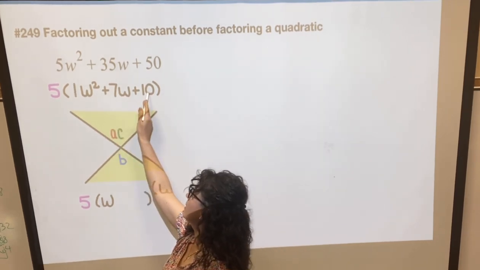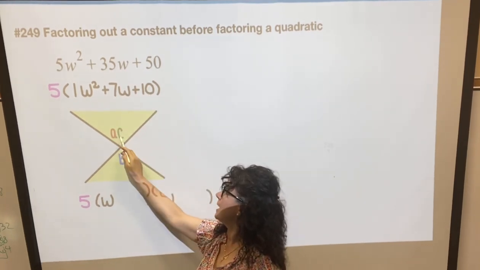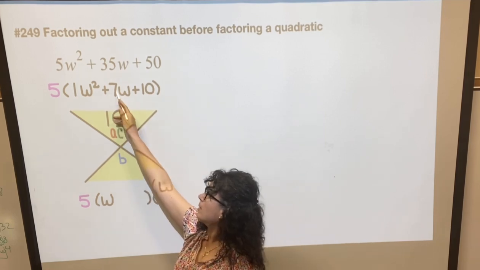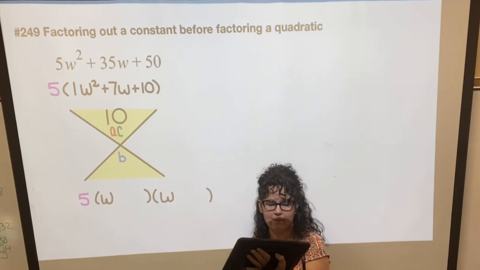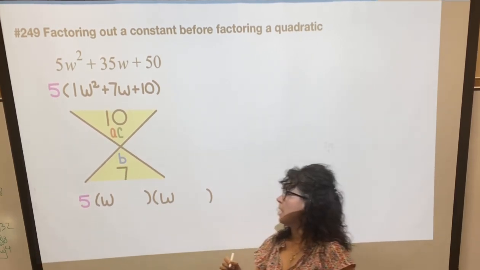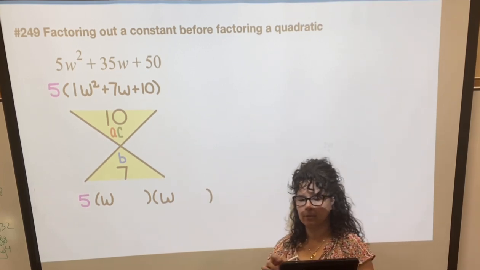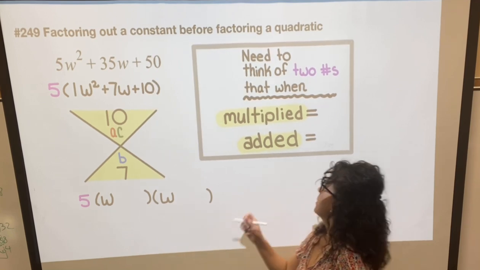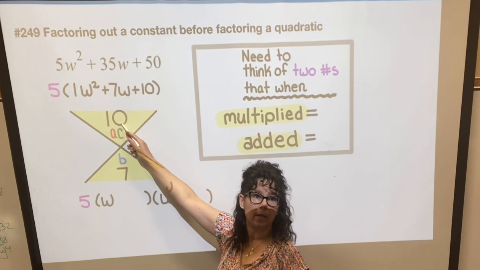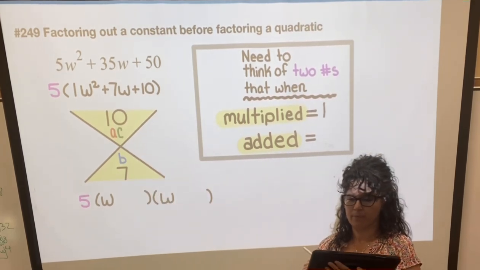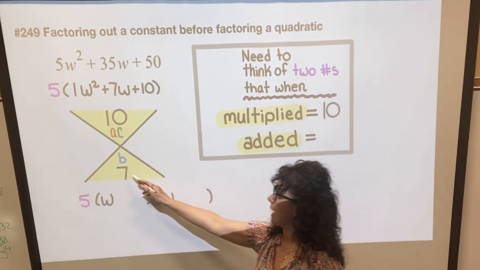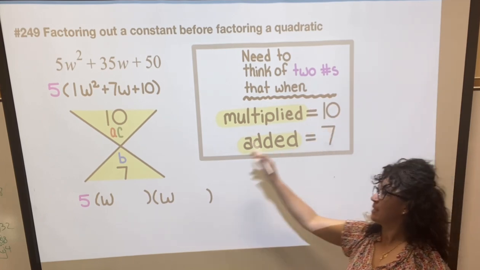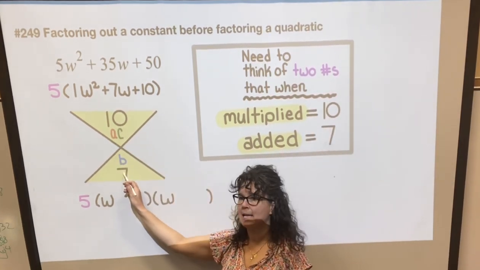My A is 1, my B is 7, and my C is 10. I want to multiply 1 times 10, A times C, and I get 10. And then the number in the middle is what we write at the bottom. That's my B value, so that's 7. And our goal is to think of 2 numbers that when we multiply them, we get 10, and when we add them together, we get 7. Eventually, it's not necessary to write that, but that's what our X means. We're thinking of numbers to multiply to get 10 and add up to 7.